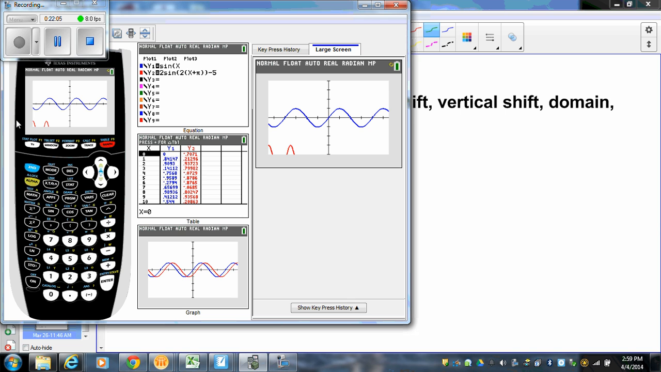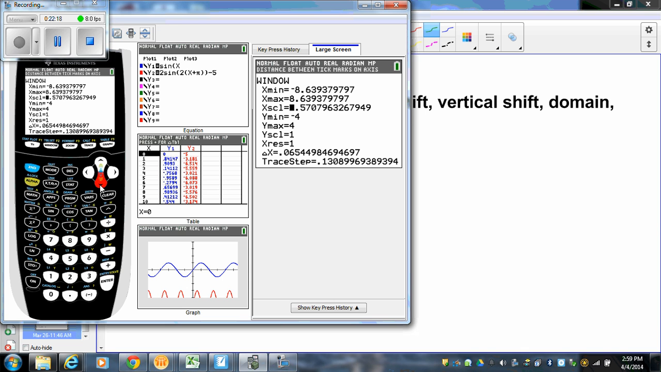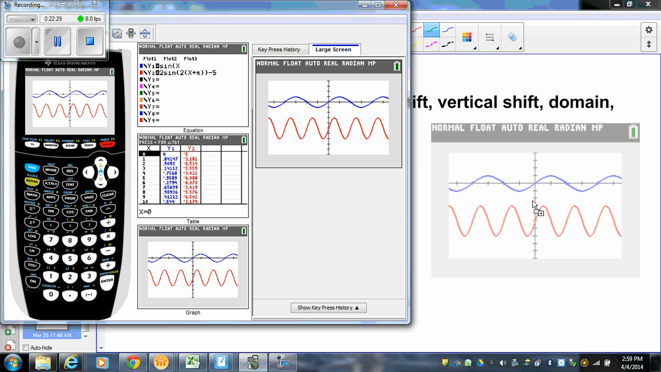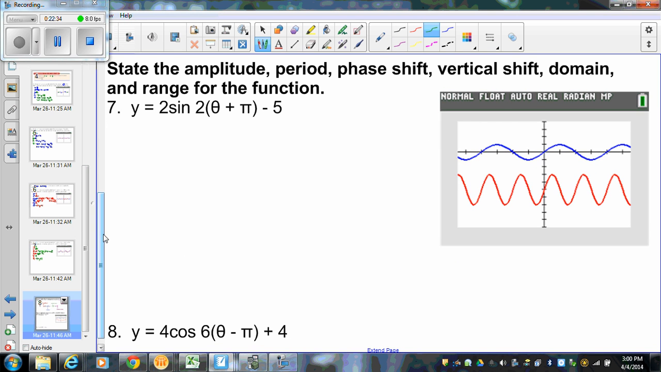And you'll notice here that I can't quite see it, but that's because I have a vertical shift of -5. So what I'm going to do is I'm going to change my x min down here. We're going to make it a -10. Okay, and so there are my two graphs. Definitely a difference there. I can tell, number one, that it has been shifted. Number two, the amplitude has changed and the period has changed.